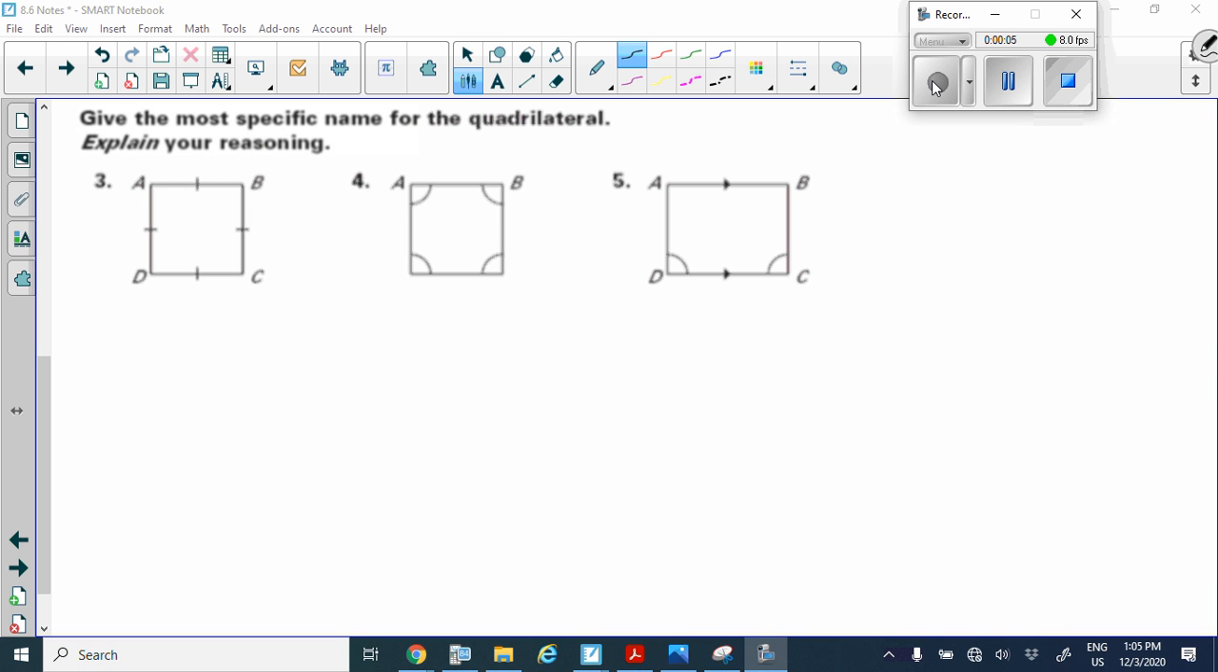In fact, what we're going to do is give the most specific name for the quadrilateral and explain your reasoning. So what I would like you to do here is pause the video and go ahead and do 3 and 4 for me, please.